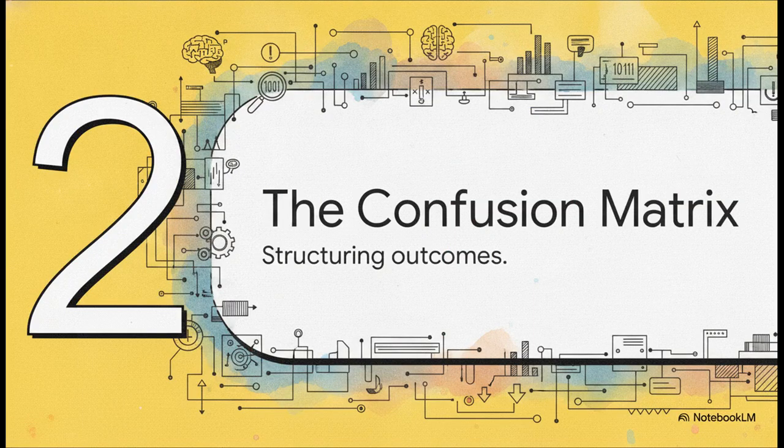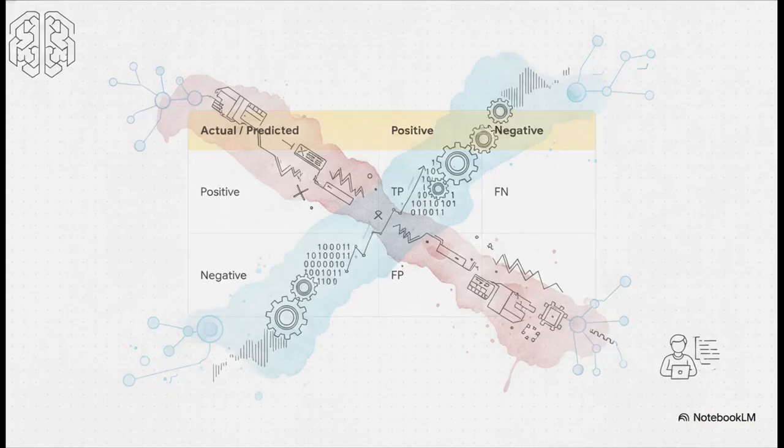Moving right along to section 2, the confusion matrix, and how we actually structure these outcomes. So, a confusion matrix is a tool that, ironically, completely clears up the confusion. It's essentially a 2x2 grid that compares actual values against predicted values. And what's really cool is how the correct predictions, your true positives and true negatives, align perfectly on one diagonal across the table. Those are the AI's big success stories.